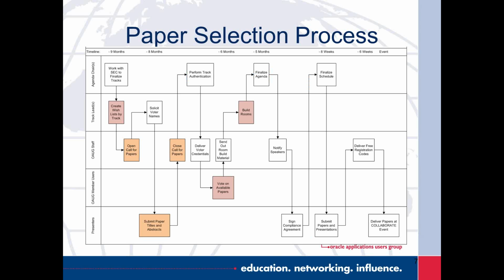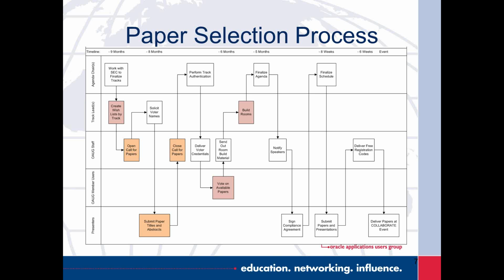Once the tracks are finalized, which has happened, the education committee and the GeoSig leaders, or the special interest group leaders within the OAUG, work collaboratively to define a wish list. A wish list is a list of items that we want delivered at the upcoming conference. And those suggestions or ideas or requests for paper topics are listed out by track, the type of papers that we want.